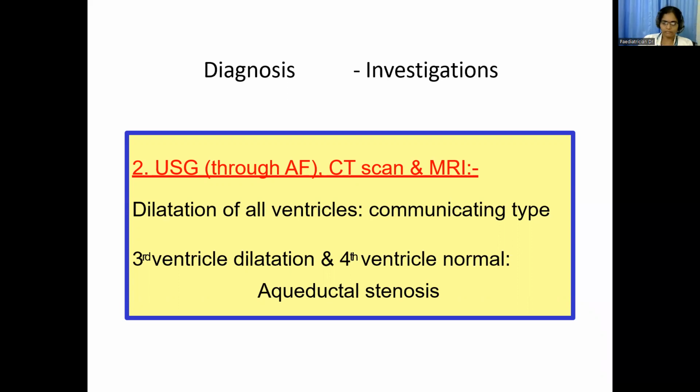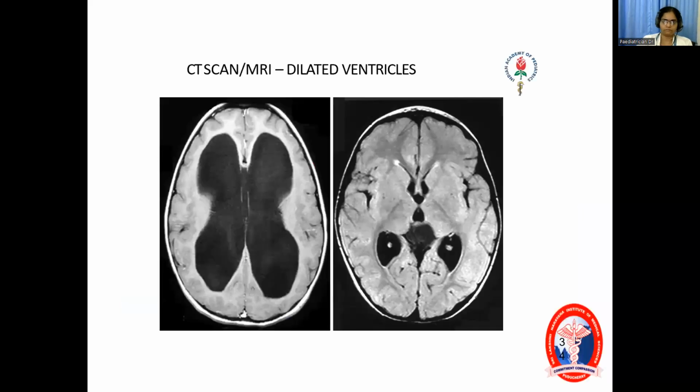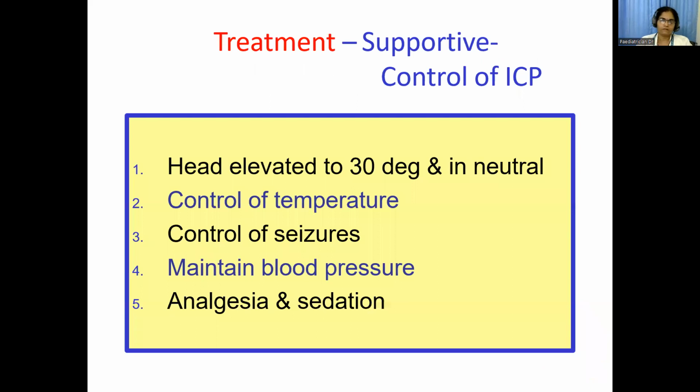If I repeat, all the ventricles are dilated, means think of communicating type. If the third ventricle and fourth ventricle are normal, think of aqueductal stenosis. So here is the dilated ventricle. A clear-cut picture is shown in the CT scan or MRI scan.